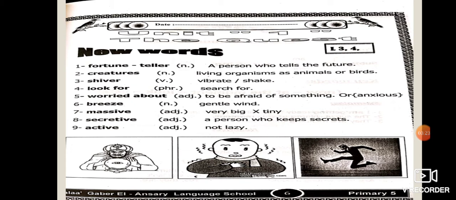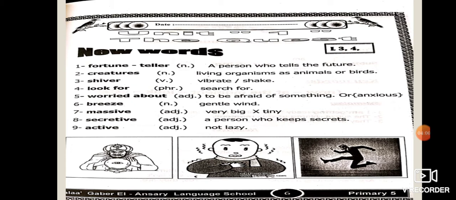Number 4, it's very famous. Look for, it's a phrasal verb, not a phrase. A phrasal verb which means search for. I look for my pen, so I am searching for my pen. I can't find it. So look for means to search for something or someone. Look for, search for.